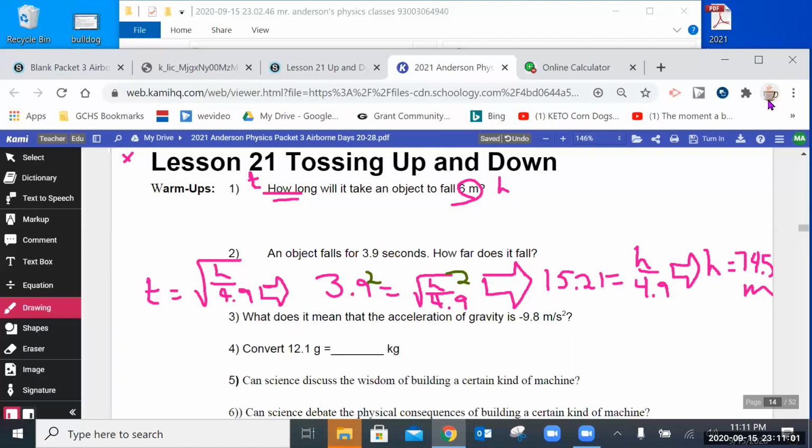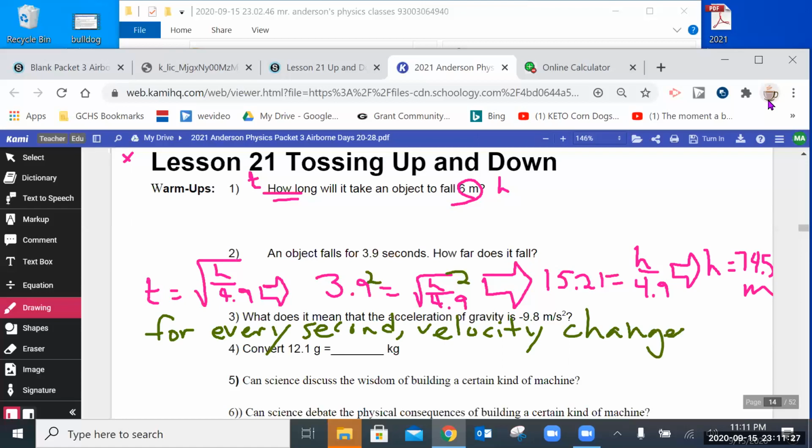Number 3. What does it mean that the acceleration of gravity is negative 9.8 meters per second squared? For every second, velocity changes by negative 9.8.